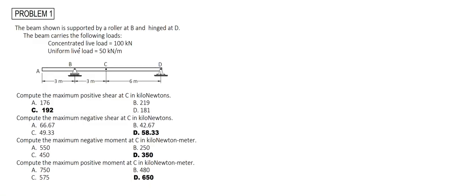In this problem, we are given the beam shown, and it is supported by a roller at B and hinge at B. The beam carries the following load: a concentrated live load of 100 kilonewtons, and a uniform live load of 50 kilonewtons per meter. We are tasked to compute the maximum positive shear, negative moment, and positive moment at C.